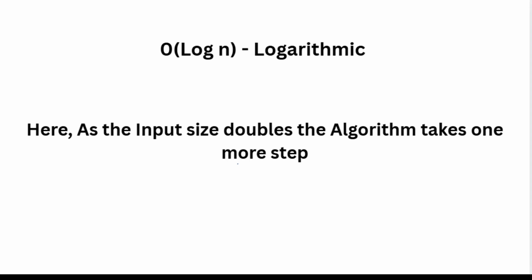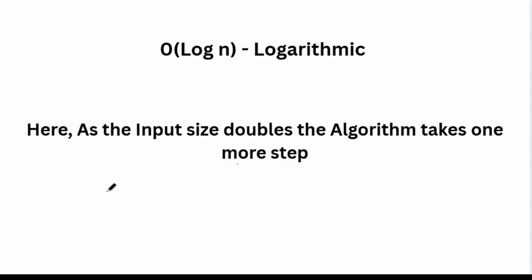Big O notation is logarithmic, which is O(log n). Here, as the input size doubles, the algorithm takes one more step. Okay, let's say we have a book, a dictionary for instance.